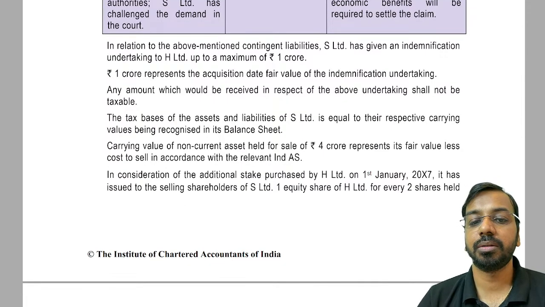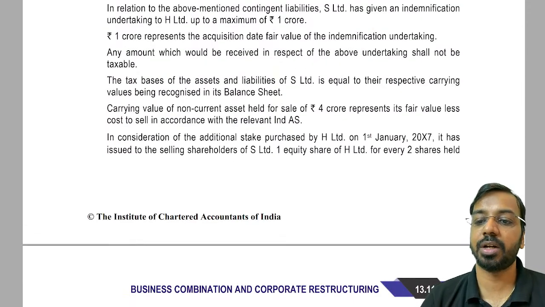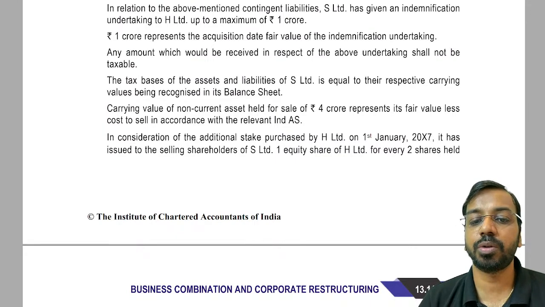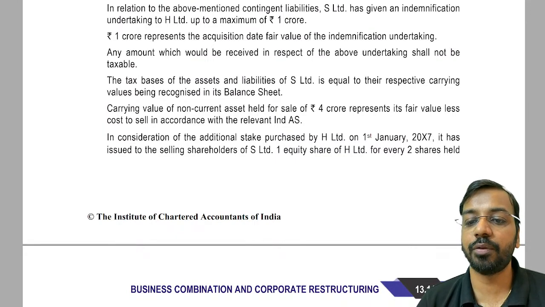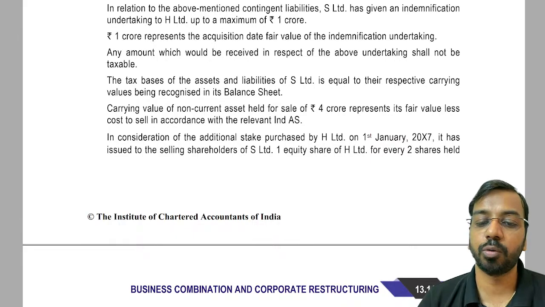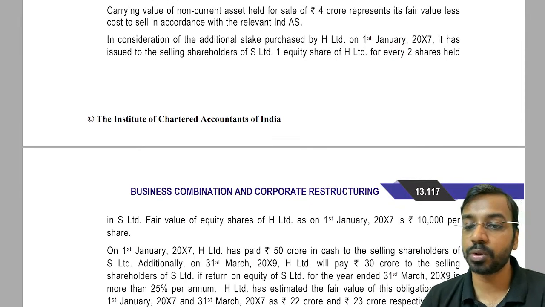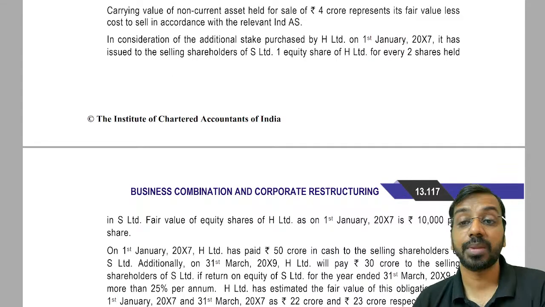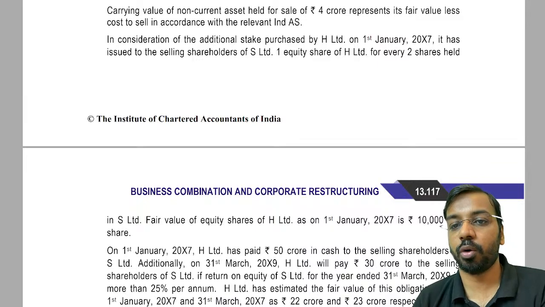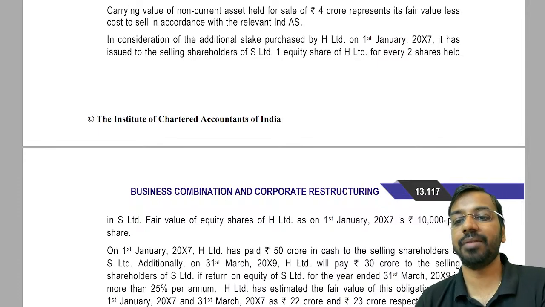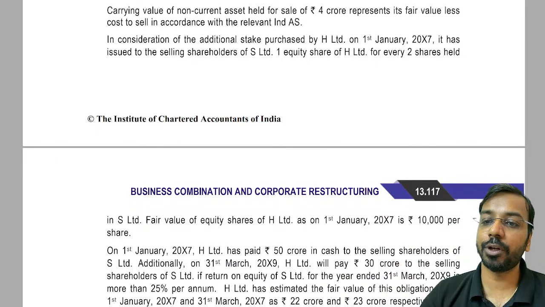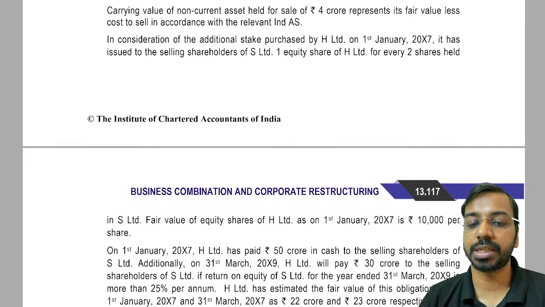In consideration of the additional stake purchased by H Limited on 1st of January, it has issued to the selling shareholders 1 equity share of H Limited for every 2 shares held in S Limited. Fair value of equity share is 10,000 per share. So basically, the selling shareholders on 1st of January, we have issued 1 equity share for every 2 shares held. Fair value of those shares is 10,000 per share. So this will help us to determine the purchase consideration.